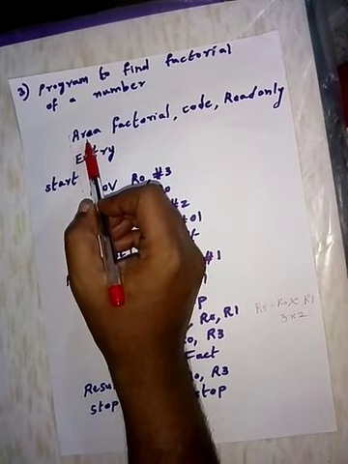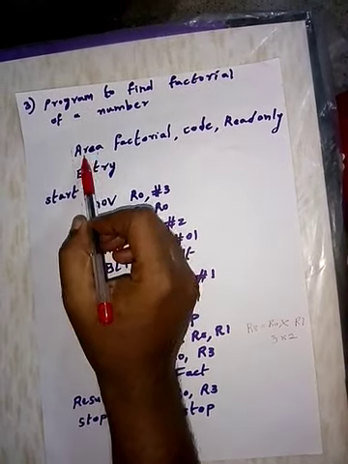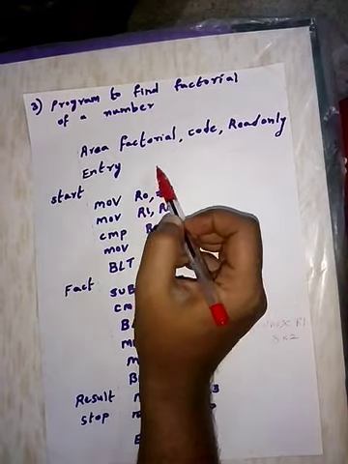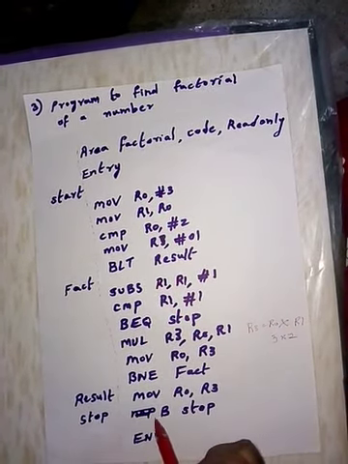Now we are entering into the program. AREA, tab space. In the Keil software we are going to write AREA, FACTORIAL, the name of the program, comma, CODE, comma, READONLY. So the microcontroller will only do read operations in the total program. Nowhere is there a read-write operation here.